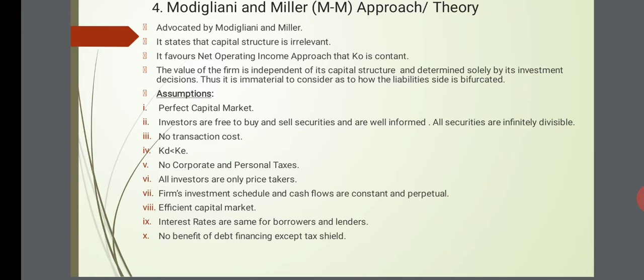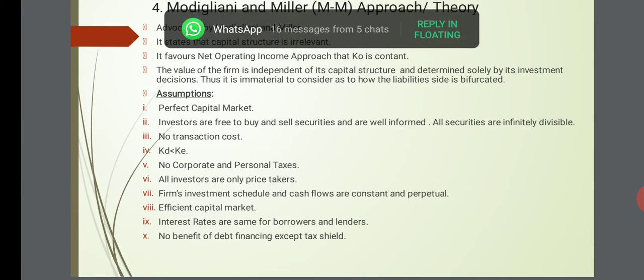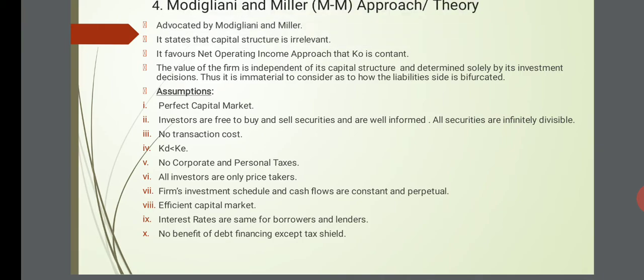Assumptions are perfect capital market. Investors are free to buy and sell securities, and are well informed. All securities are infinitely divisible. No transaction cost. Cost of debt is less than cost of equity. No corporate and personal tax. All investors are only price takers. The firm's investment schedule and cash flows are constant and perpetual. Efficient capital market. Interest rates are same for borrowers and lenders. No benefit of debt financing except tax shield.